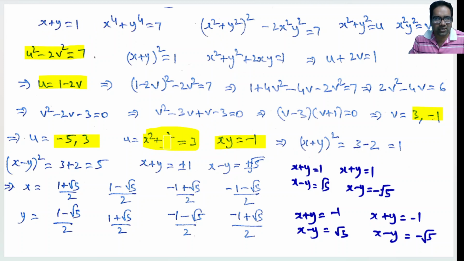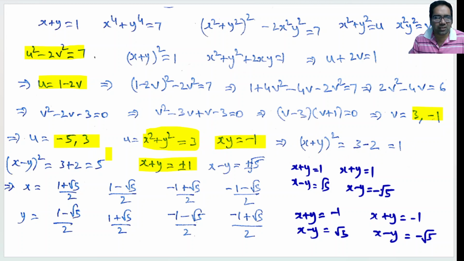Right. So now x square plus y square we know, xy we know. What does that mean? We know x plus y whole square also, and x minus y whole square also. Why? x square plus y square plus 2xy is x plus y whole square, right? So x plus y whole square becomes x square plus y square, which is 3, plus 2xy, which is minus 2. 3 minus 2 is 1. So x plus y whole square is 1. That means x plus y can be plus or minus 1. Right? This is what we got. x plus y can be plus or minus 1 if x plus y square is 1.